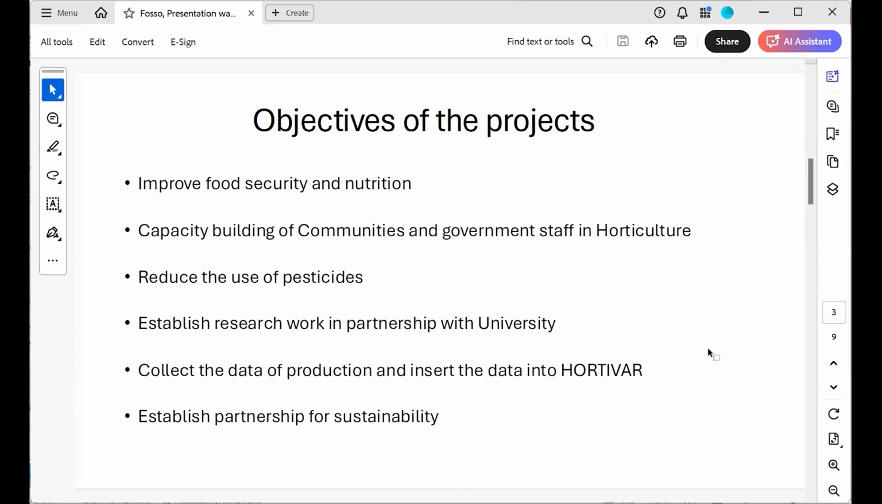The objectives of the project, most of the projects I've implemented: the objective was to improve food security and nutrition of vulnerable communities, to build the capacity of community and government staff in horticulture, and to reduce the use of pesticides. Pesticide is a big problem in Africa. People are misusing pesticide. And in different projects, FAO tries to sign partnerships with universities. So I mentor the young graduates on research work, collect the data, insert the data into Otiva, and also help them with some publications.